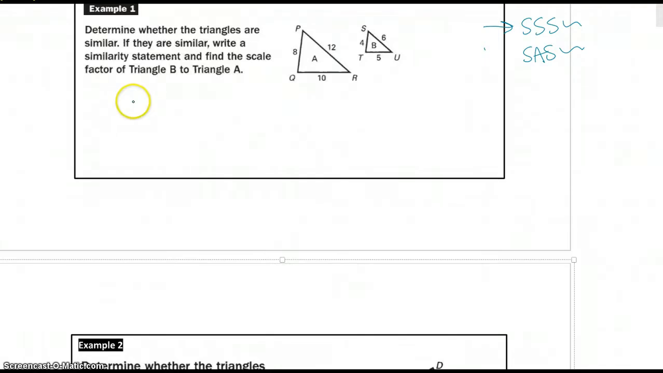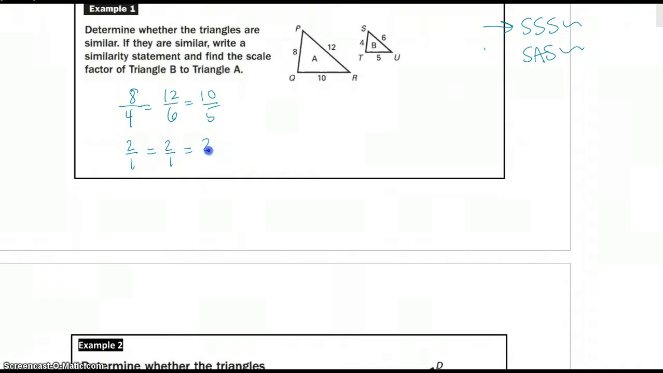So I'm going to say PQ, which is 8, corresponds to ST, which is 4, the 12 corresponds to the 6, and the 10 corresponds to the 5. If we reduce all of those, we do indeed get 2 to 1. So, are they similar? Yes. So, triangle PQR is similar to triangle STU by the side-side-side similarity postulate. This is your similarity statement.